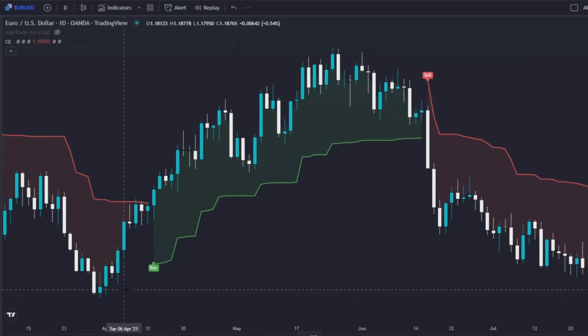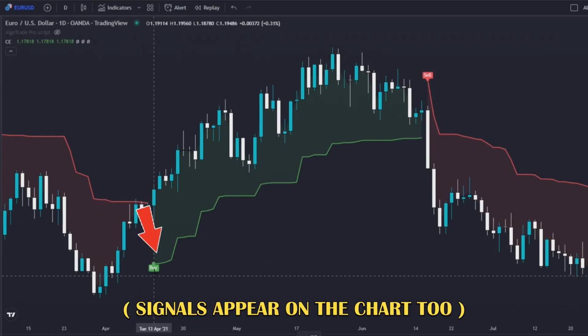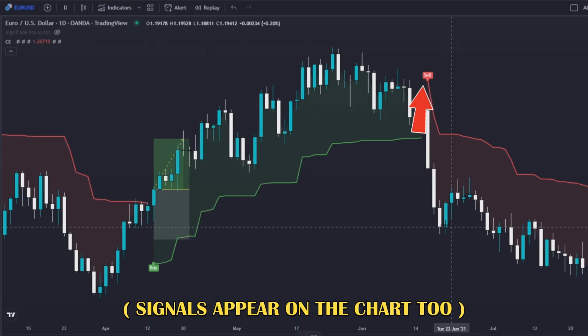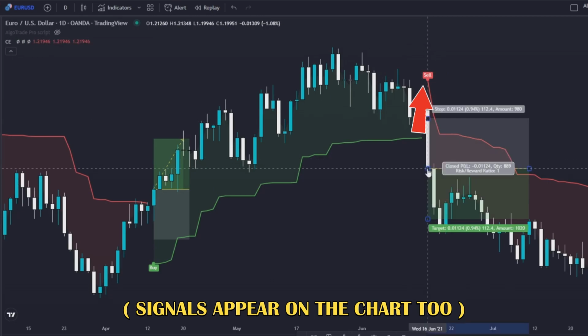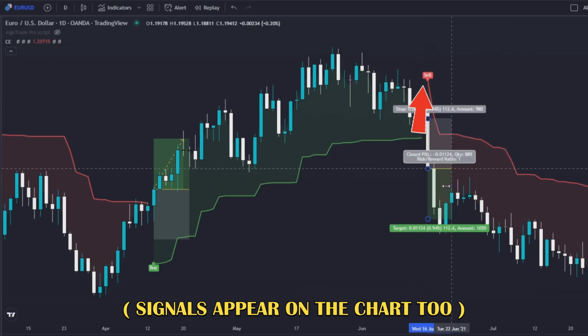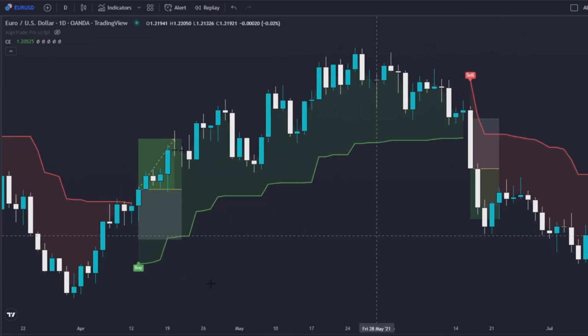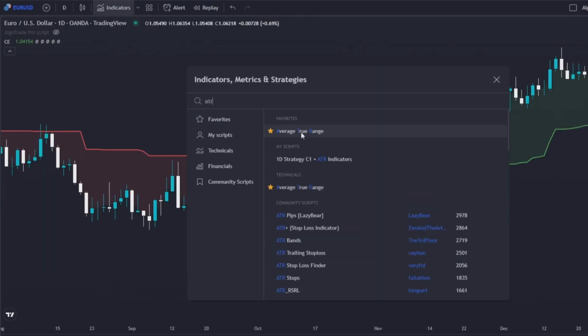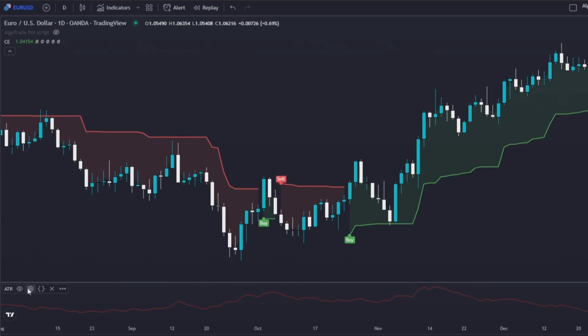Using this indicator is quite simple. Whenever the line changes direction from above the price to below it, it is considered a long signal, and whenever the opposite happens, it is considered a short signal. Also, when a long signal appears, the line changes to green, and when a short signal appears, it changes to red. Also, I am going to search for the ATR indicator, and I will use it with the default settings.